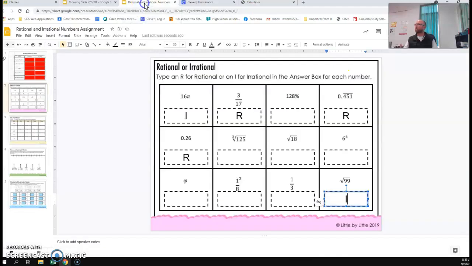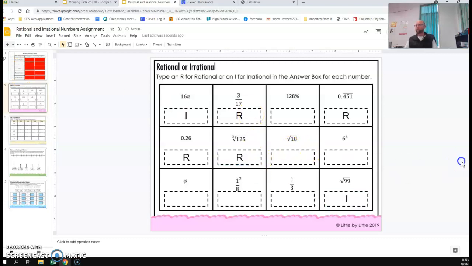Well, is 5 rational or irrational? If you remember back, 5 is a counting number. It's a natural number. So if it's a natural number, it's a whole number, it's an integer, therefore it would be a rational number. Okay? What I want you to do real quick is go through and evaluate the rest of these. 128%, square root of 18, 6 to the 4th power, 1 squared over 8, and 1/3. Pause the video, put in I's or R's, and then you can come back and I'll have the answers for you.